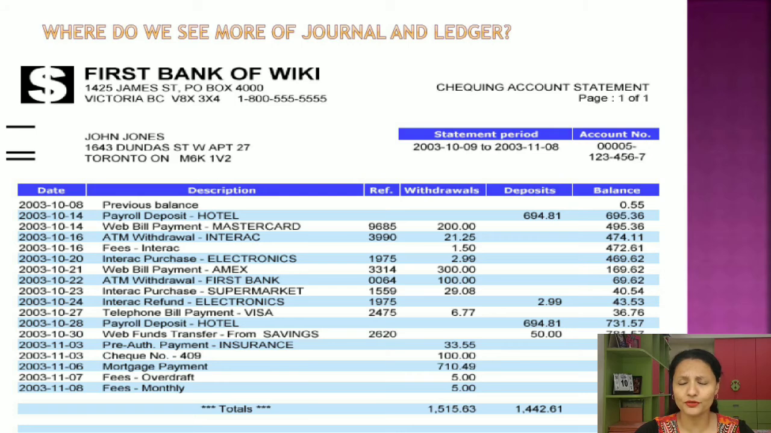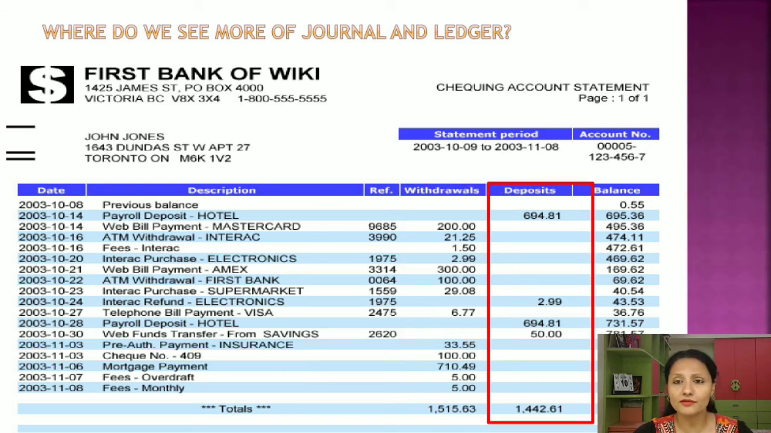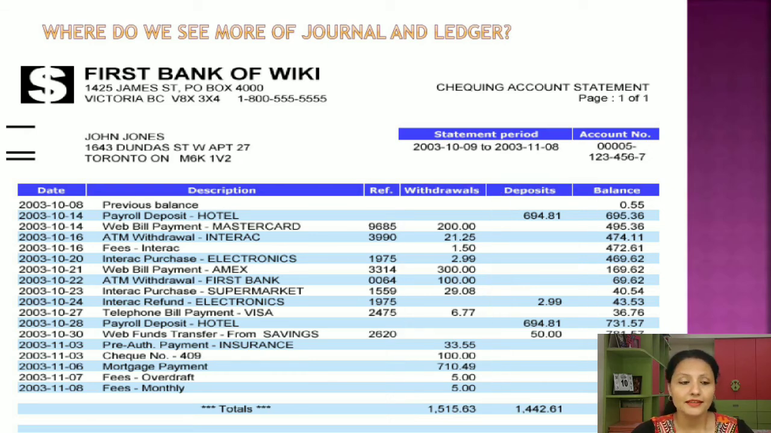So, where do we see more of journal and ledger in our daily lives? We all have bank accounts, don't we? If we want to know how much we have put into the bank account and withdrawn from it, all we have to do is look at the bank statement. I have put up one bank statement for you. This is an account statement of Mr. John for the month of October. You can see the withdrawals all in one place, deposits in one place, and the balances per day. So this gives you a complete record of whatever transactions have been done between you and the bank. So this is the ledger account that the bank maintains for each customer.